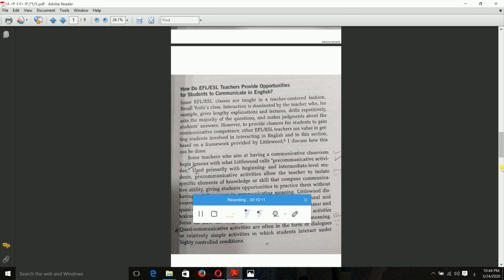Pre-communicative activities allow the teacher to isolate specific elements of knowledge or skill that compose communicative ability, giving students opportunities to practice them without having. This type of activities or pre-communicative activities in turn can be also subdivided into two main parts: structural activities and quasi-communicative activities. Structural activities, my dear students, focus on grammar.